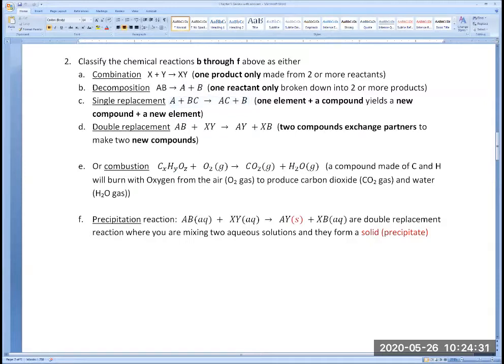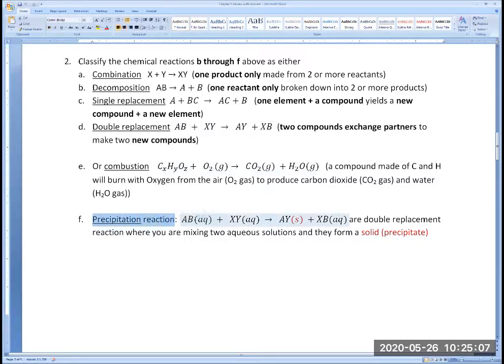And then a double replacement reaction is when you have 2 compounds. Typically it works for ionic compounds, and it's easier to see with ionic compounds than covalent compounds. The 2 compounds will exchange partners, or exchange ions in the case of ionic compounds, and make new compounds.